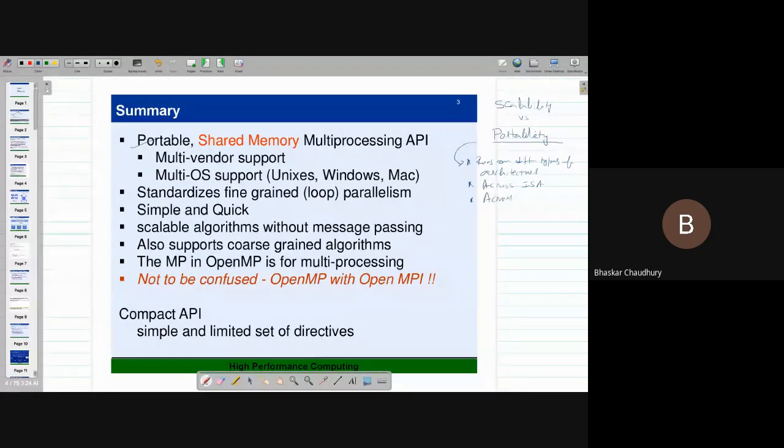Across memory models. Now, what do we mean by memory models? There are two important memory models: one is shared memory and another is distributed memory. A code, if it is portable, will run across memory models, either on shared or distributed. So I will write it here: shared versus distributed. Okay, so that is what portability is.